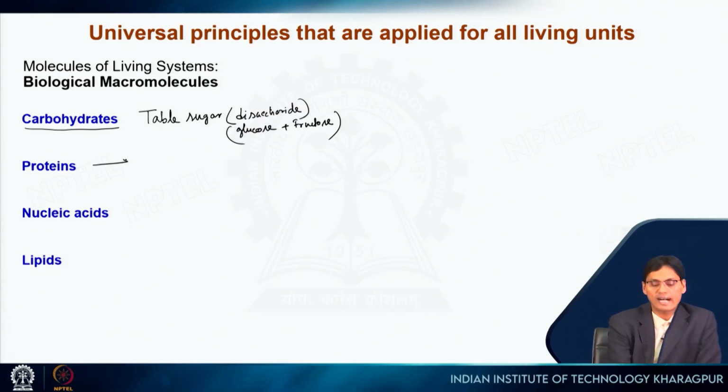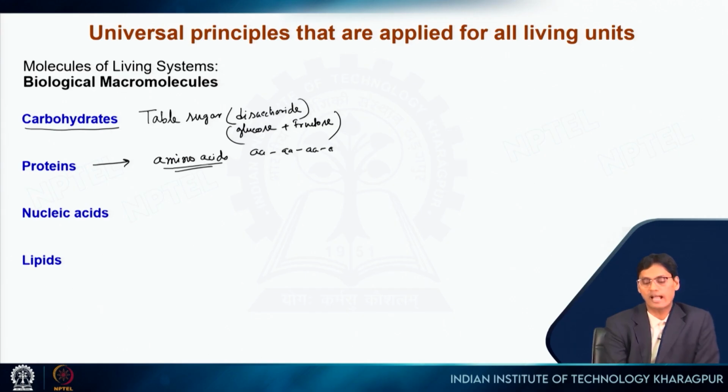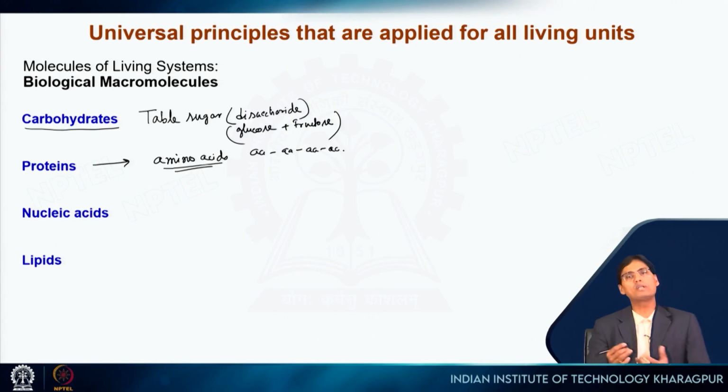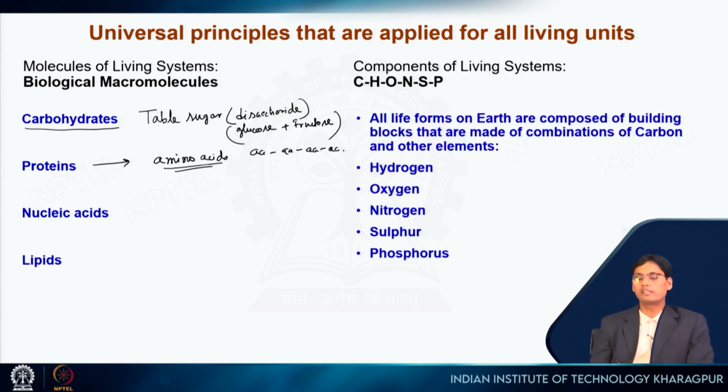Similarly, proteins are made up of amino acids. Amino acids are attached through peptide bonds and they make this polymer. Nucleic acids are also polymers of nucleotides. As a result, if you look at these biological macromolecules, their basic structure is the same, whether you are taking a protein or nucleic acid or carbohydrate from bacteria or plant or from human, that doesn't matter. Their basic architecture is the same.